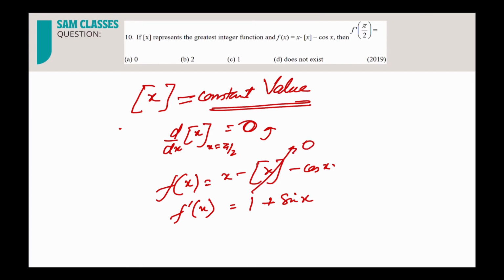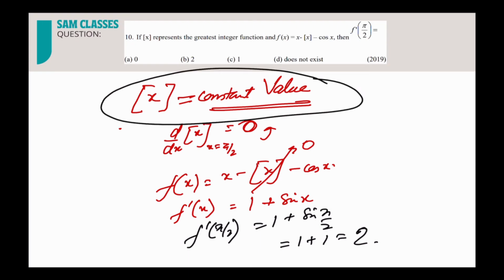Now, once it became 0, put the values. f dash of pi by 2 is what? 1 plus sin pi by 2. Sin 90 is also 1. So 1 plus 1, 2. A lot of students, the moment they saw the greatest integer function, sir, they left the question. Was there anything? You just need to understand that this will give me a constant value when x has a constant value here, x equal to pi by 2. So if I differentiate, the differentiation of a constant is 0. That's it. So I'll just differentiate this and put the value.